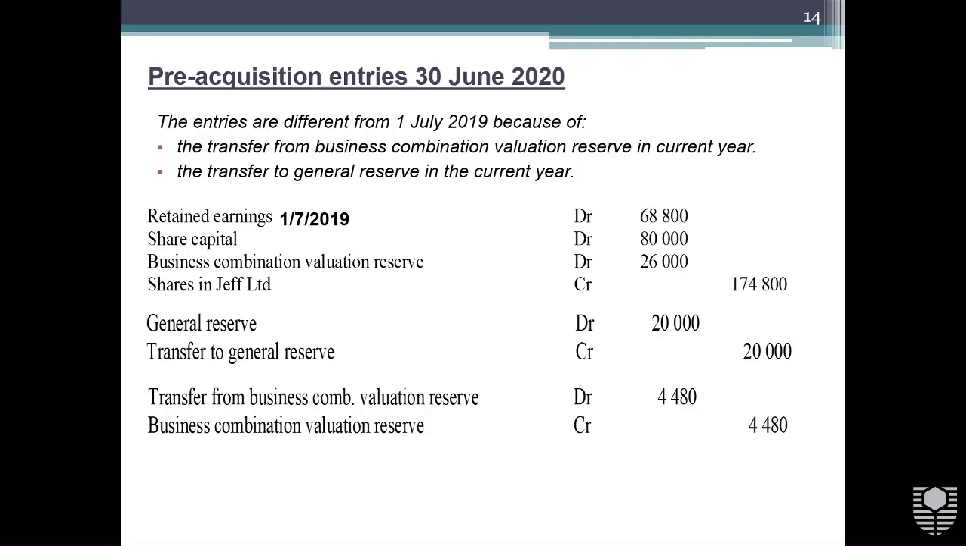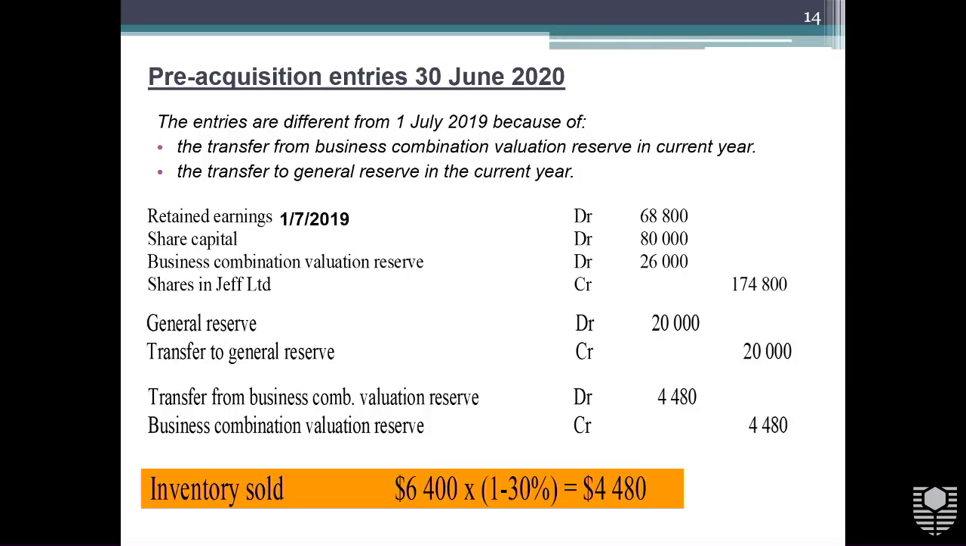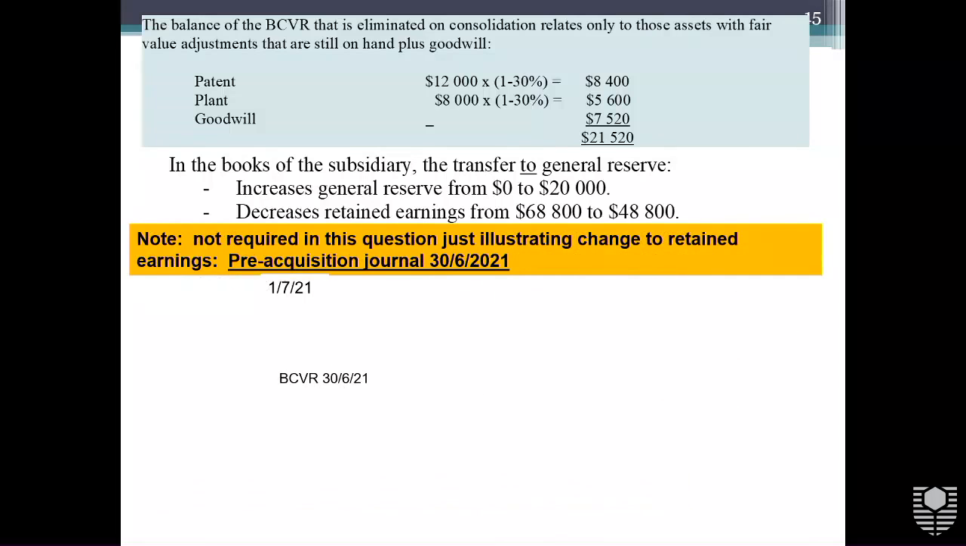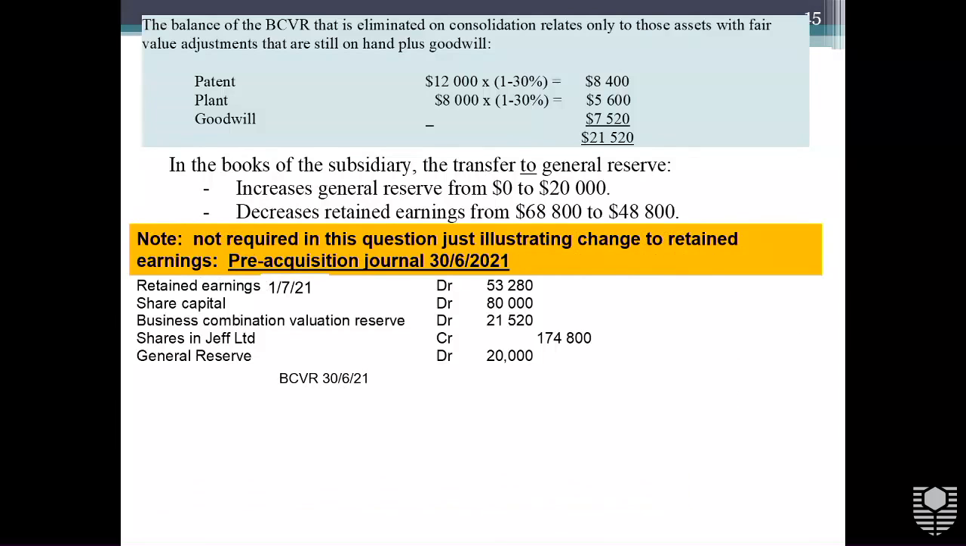All right, the general reserve. The question says we're going to transfer some 20,000 out of our retained earnings into our general reserve. So we just do an adjustment there, transfer to your general reserve, and we debit our general reserve, and these are going to change. Our retained earnings are going to change. We're going to have another line item when we work out the next year. So this is the next year after that.